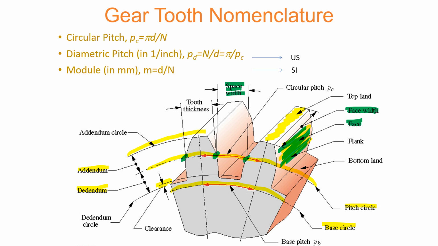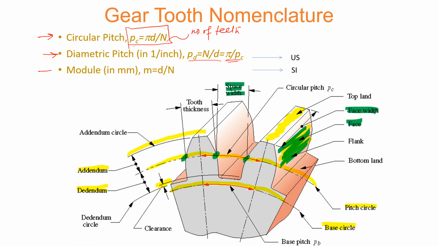Now, out of those, if I just define the formula for those, you can see that the circular pitch is defined in terms of a formula like this. It says that the circular pitch is equal to pi times the diameter divided by the number of teeth. So this N corresponds to the number of teeth. The diametric pitch, similarly, is going to be a related formula which says that PD is going to be equal to N over D, or in other words, if we define it in terms of the circular pitch as well, this is going to be pi over PC.